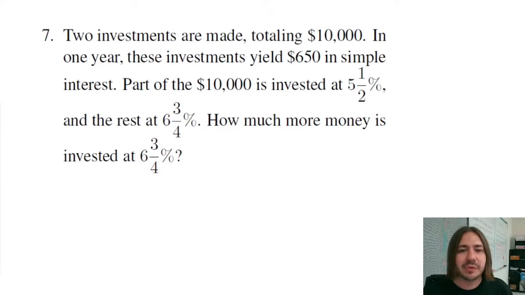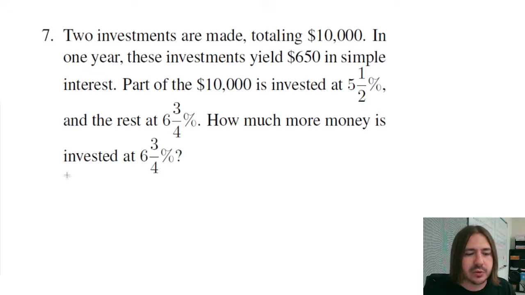Number 7 says 2 investments are made totaling $10,000. In 1 year, these investments yield $650 in simple interest. Part of the $10,000 is invested at 5.5% and the rest at 6.75%. How much more money is invested at 6.75%? So before we can determine how much more money is invested at 6.75%, we need to find how much money is invested at each percent.